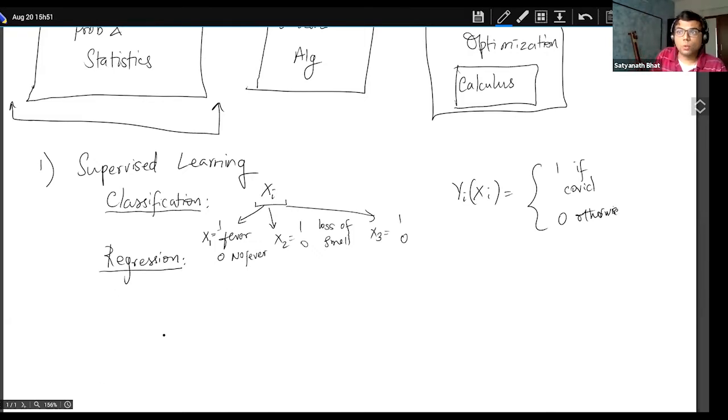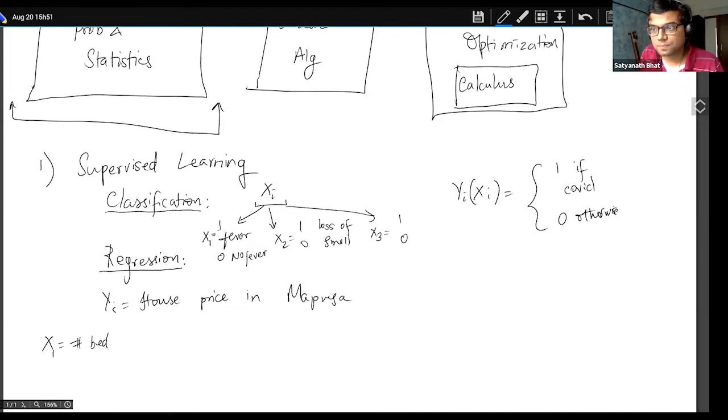Now likewise we can look at the regression task as well. So in regression, what is happening? Instead of trying to predict 1 or 0, you may be trying to predict something else. For example, house prices. So yi is the house price, let's say in Mapsa, right? And what are the features that are given to you? Features like number of bedrooms, land area, and pin code maybe. And you would like to output the house price.